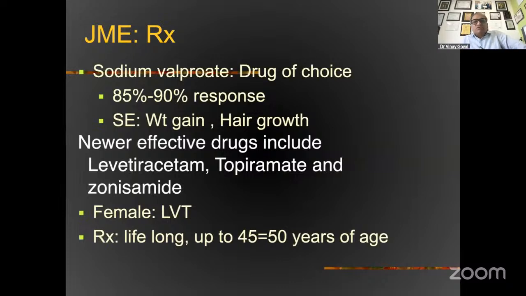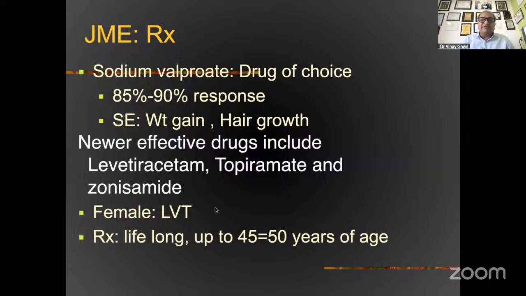Also, sodium valproate up to 500 to 600 milligram per day is also safe in pregnancy, and the teratogenicity is very small. But why take a chance? So I would prefer to give levetiracetam in the dose of 500 milligram BD. If they are controlled over a period of time, I will reduce the dose.